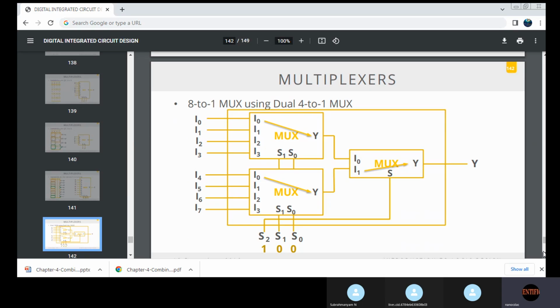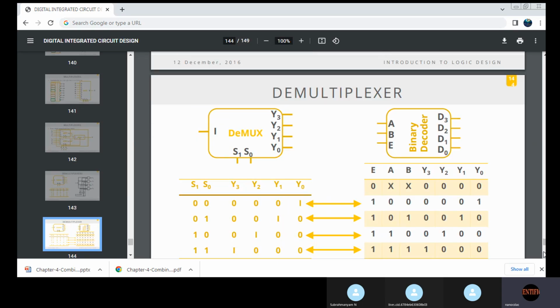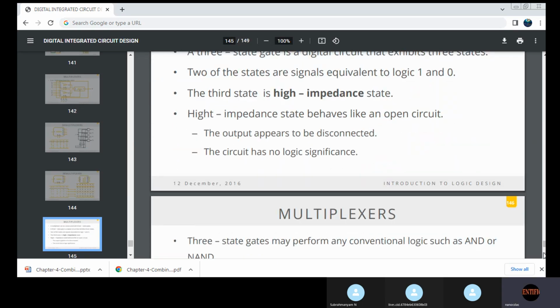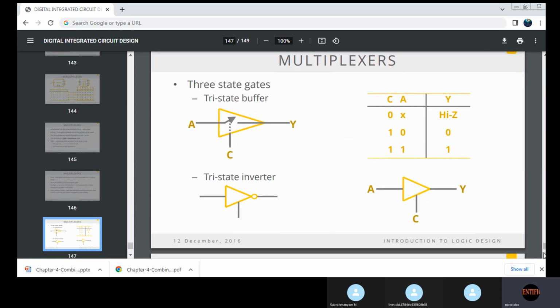Okay, so 8 by 1 mux using dual 4 by 1 mux we have seen. So this is what is demultiplexer. Okay, multiplexers can also be designed by using tri-state buffers. Tri-state gates, do you know? Normally gates will have two states, 0 and 1. The third state will also be there for any gate, which is called a high impedance state, or also called the floating state.